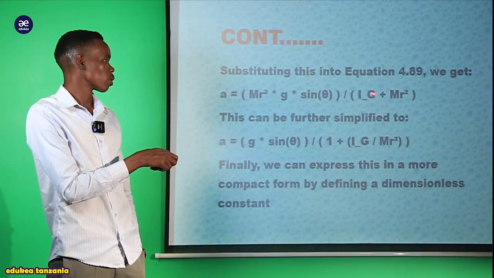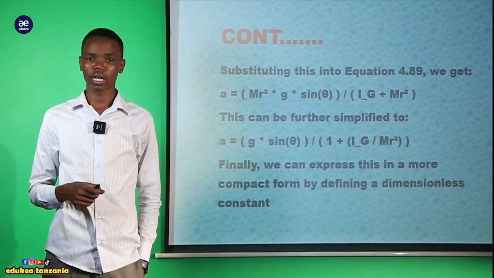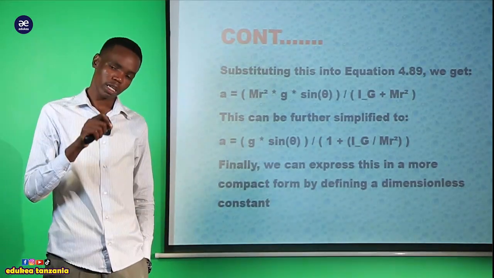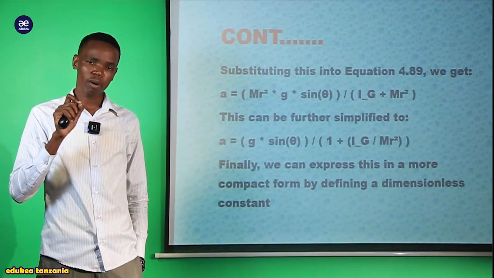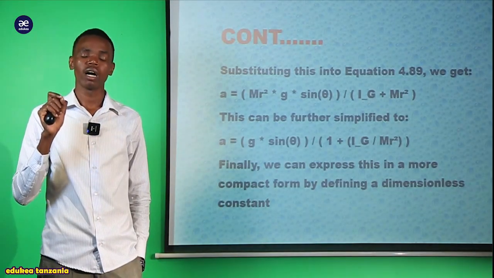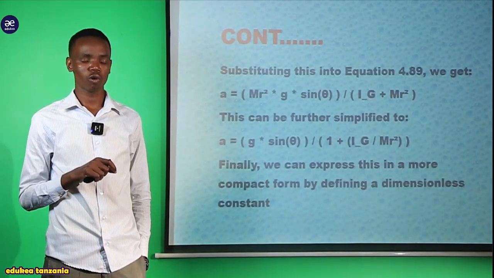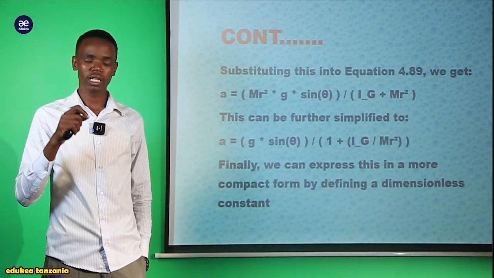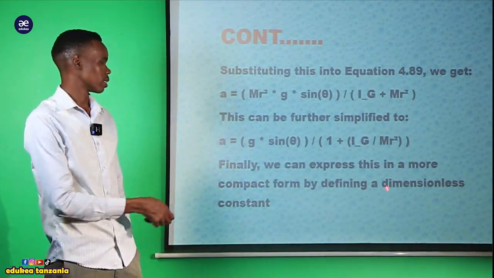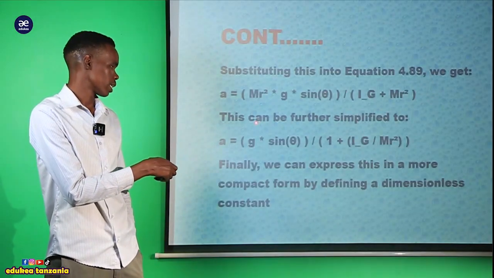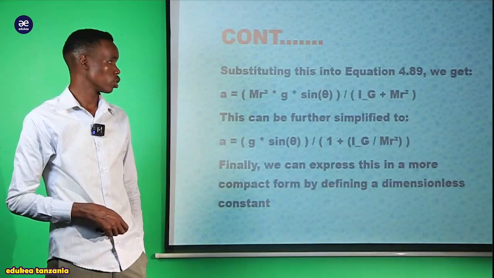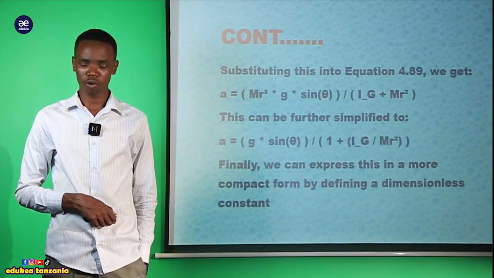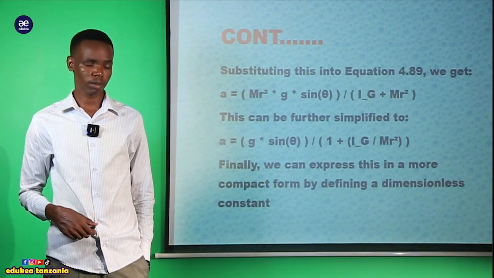So this is the formula that we will use to find the acceleration. It means mr square g sin theta divided by the moment of inertia through the center plus the product of the mass of the rigid body times the square distance. This is the formula that we can use to identify the linear acceleration on the inclined plane.